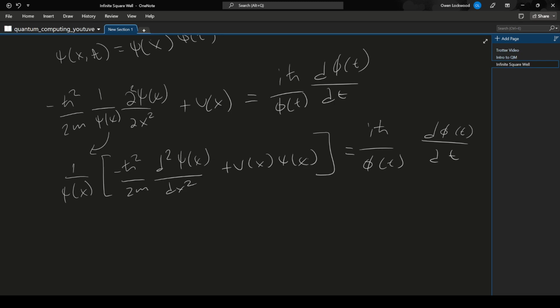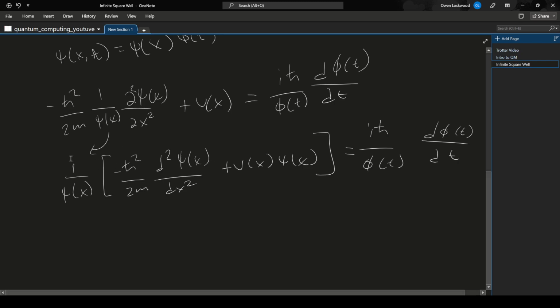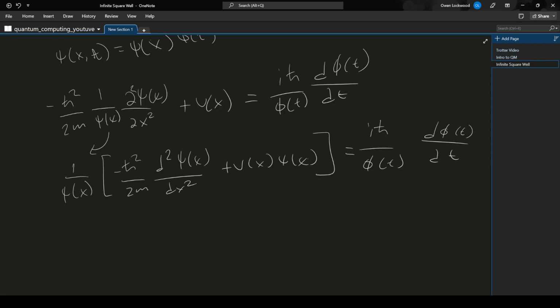So what we have successfully done here is made these two sides independent of each other, in the sense that this side is now independent of time. You can see there are no time variables over here, and this side is independent of position. There are no position variables over there. And since they must equal each other, we can say they must equal some constant, c. Whatever time or position you vary, they will always equal each other.